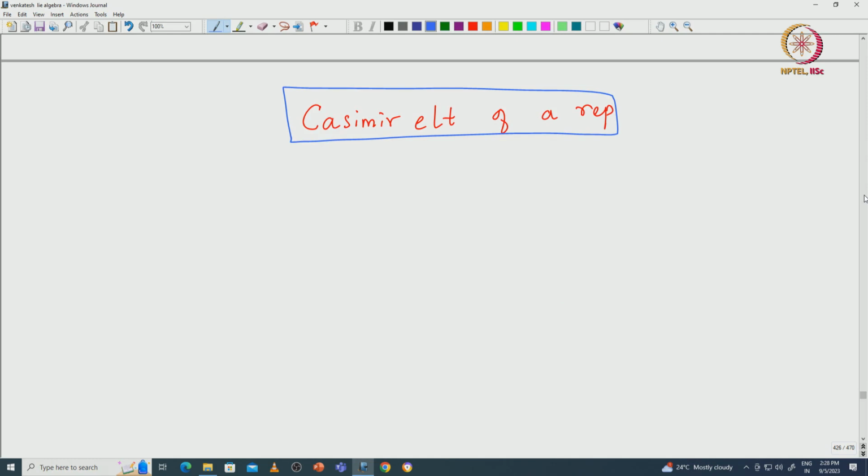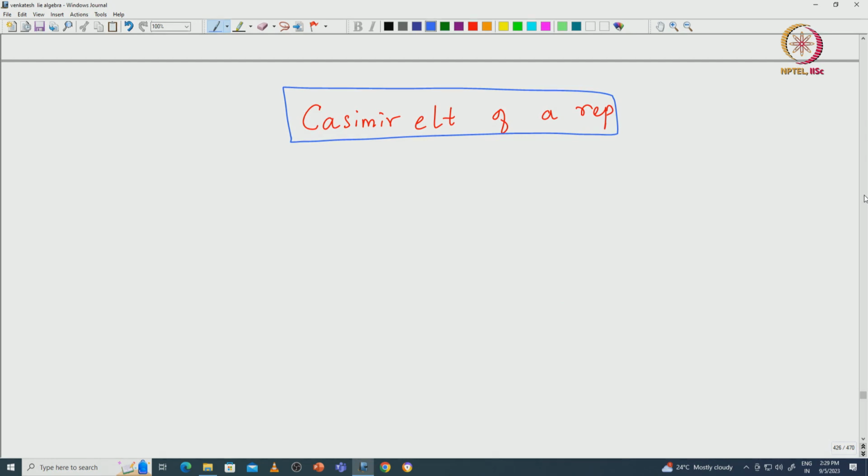Welcome back everyone. In this lecture I will develop some tools called Casimir elements in order to prove complete reducibility of finite dimensional representations of semisimple algebras. So, we will recall Schur's lemma. I just recall some of the things that we have done in terms of representations.